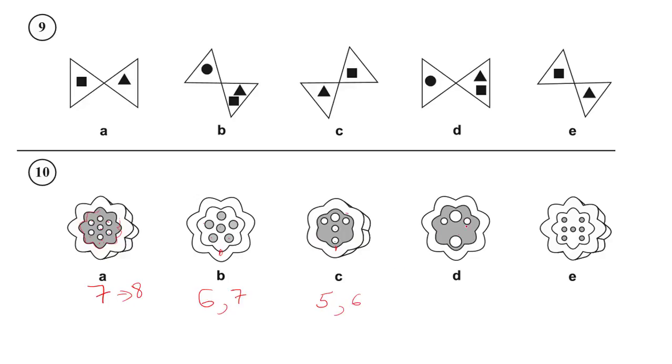What about this one? 1, 2, 3, 4. So 4 dots or 4 circles inside. The sides are 1, 2, 3, 4, 5, 6, 7. It's got 7. There's something weird about that. This one has got 1, 2, 3, 4, 5, 6, 7 dots. And the sides inside are 1, 2, 3, 4, 5, 6, 7, 8.